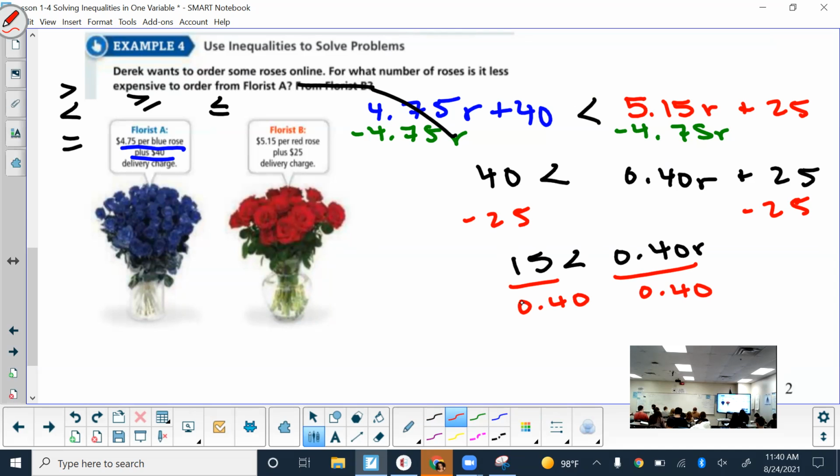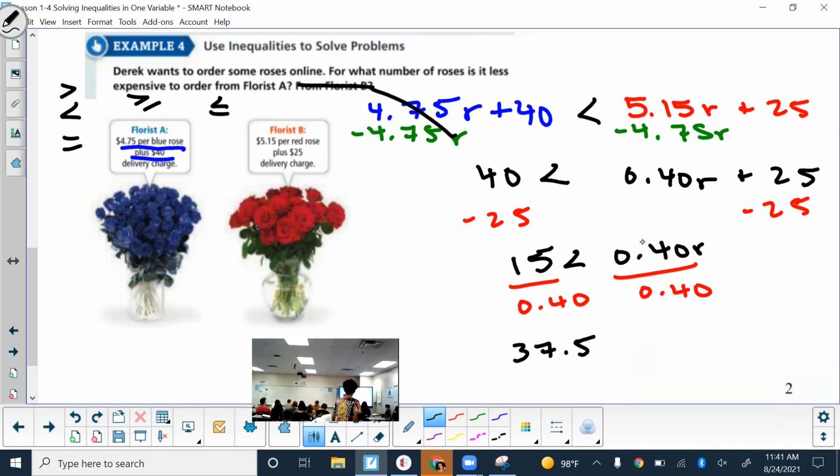Nicholas, you can go now. And then what's 15 divided by 0.40? All right, 37.5 is correct. And that is going to be greater than or less than? Less than, we divided by a positive, so we do not flip the sign. Now that's like part of our answer.